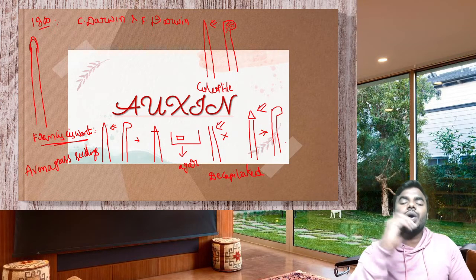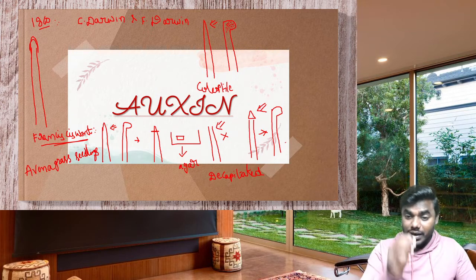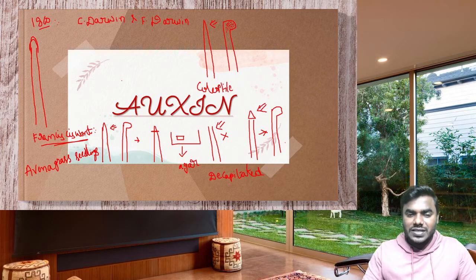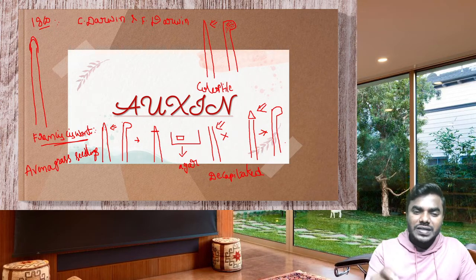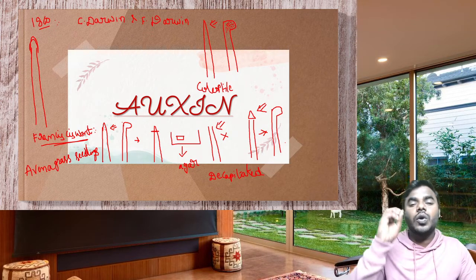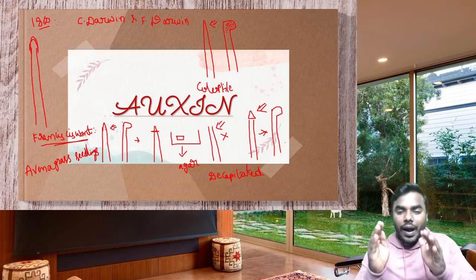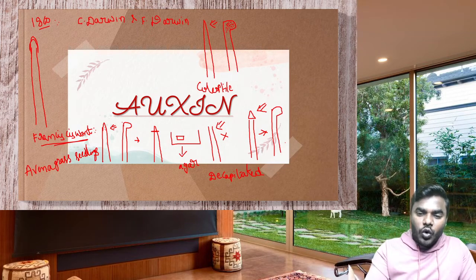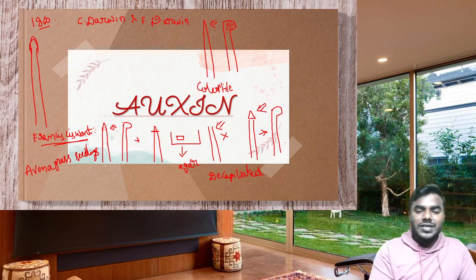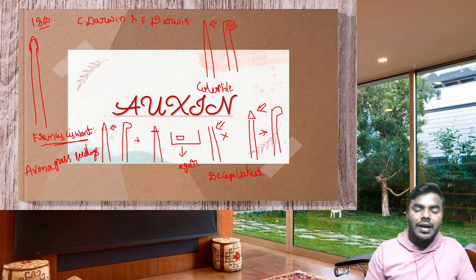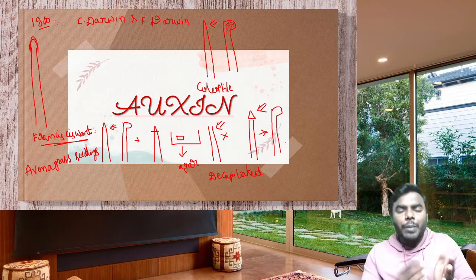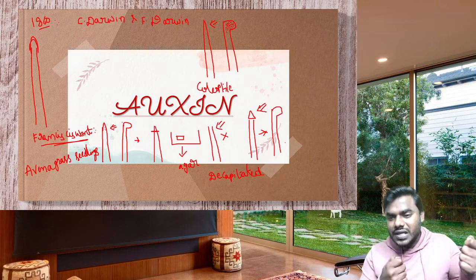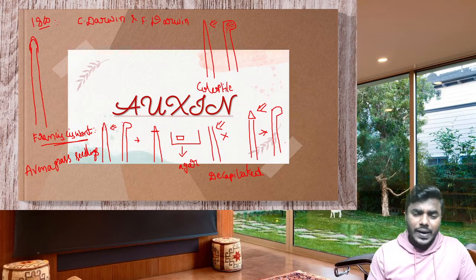So friends, what you have to understand from this simple experiment is that there is a chemical exclusively present in the tip of the coleoptile only. Upon perceiving the light, it starts moving from the lighter region to the darker region, allowing the coleoptile to bend. How? By the process of cell elongation.